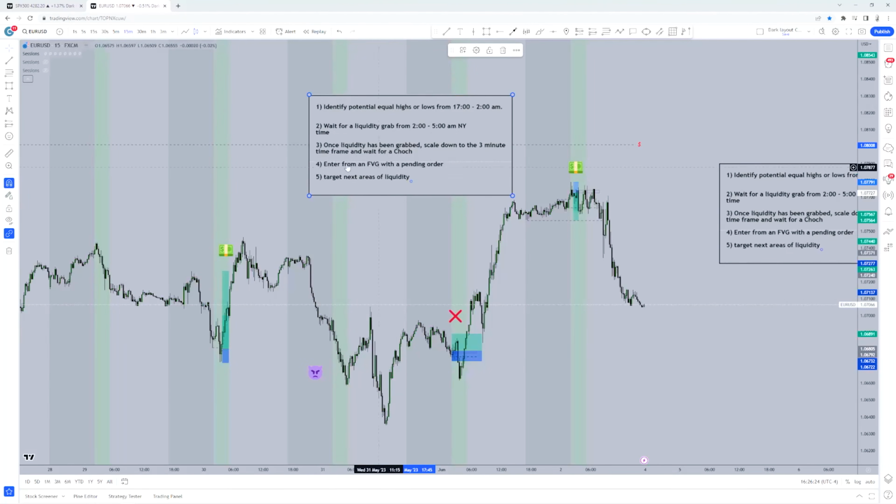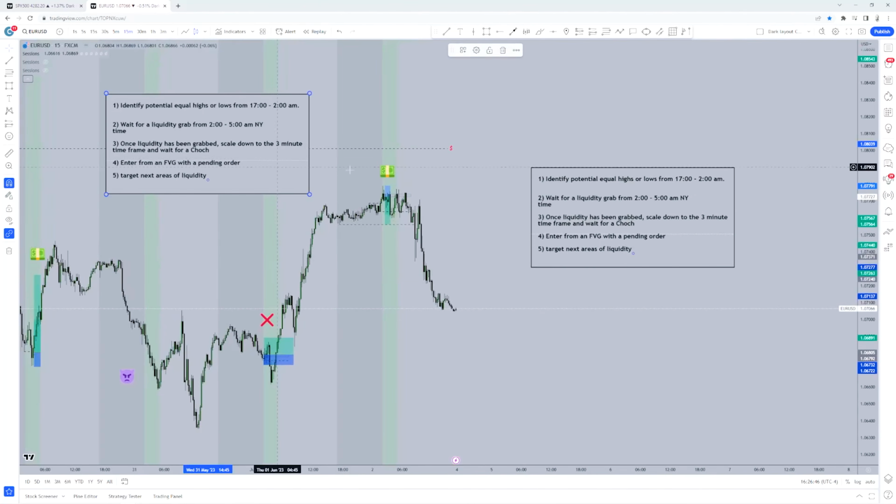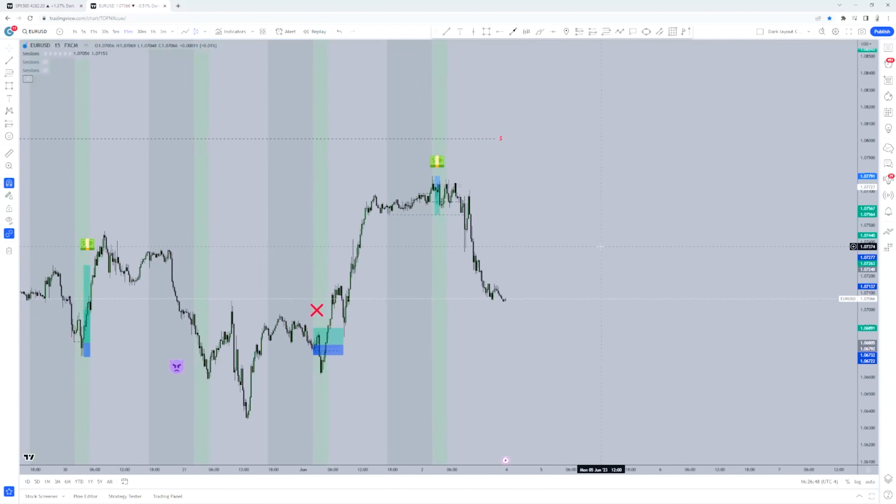Enter from the fair value gap with a pending order, either sell limit or a buy limit order, and target the next areas of liquidity. This is totally up to you. Or you can go ahead and target the highs or the lows from 5 p.m. until 2 a.m. instantly. Okay, or you can close partials along the way. This was today's strategy.